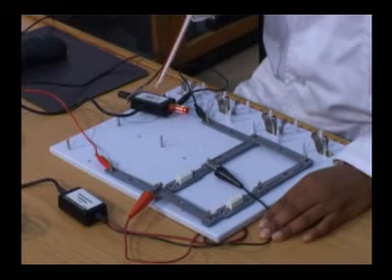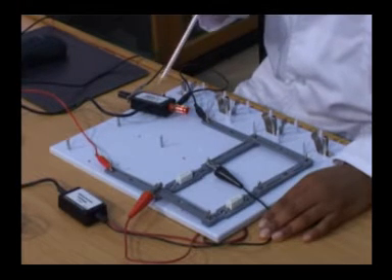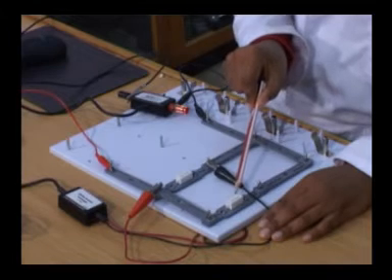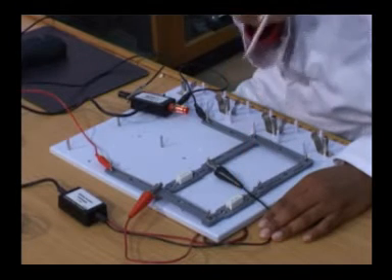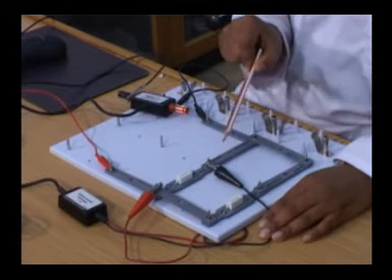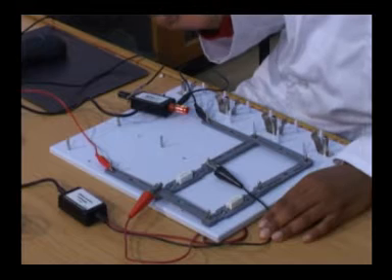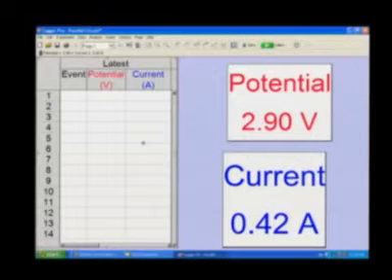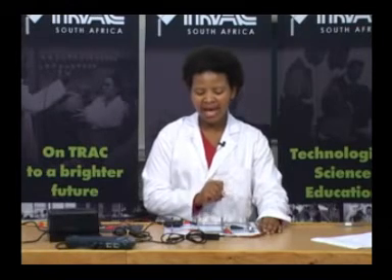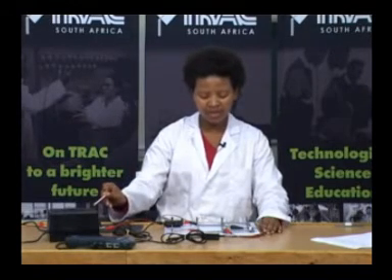Now have a look at what the current is now that we have got a second resistor in parallel to the first one. The previous one, the current was 0.22 amps. Now the current has gone up to 0.42 amps when we add a second resistor in parallel. Now let's have a look at the potential difference. Again, from the source, we're getting about 3 volts.